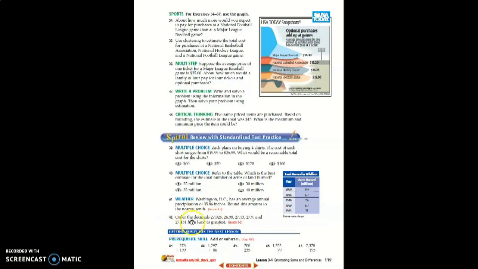42. Order the decimals 27.025, 26.98, 27.13, 27.9, and 27.131 from least to greatest. Getting ready for the next lesson. Prerequisite skill: add or subtract.